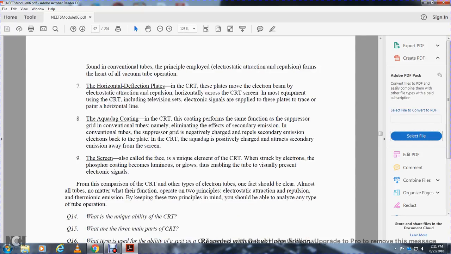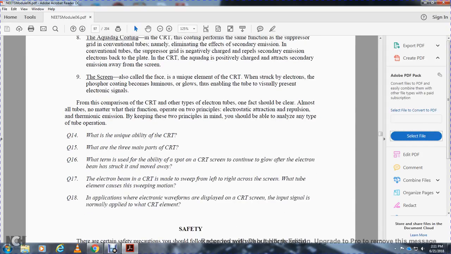The screen is also called the face, the unique element of the cathode ray tube. When struck by the electrons, the phosphorus coating becomes an illuminated glow, the element enabling the tube to visually present the electronic signals.